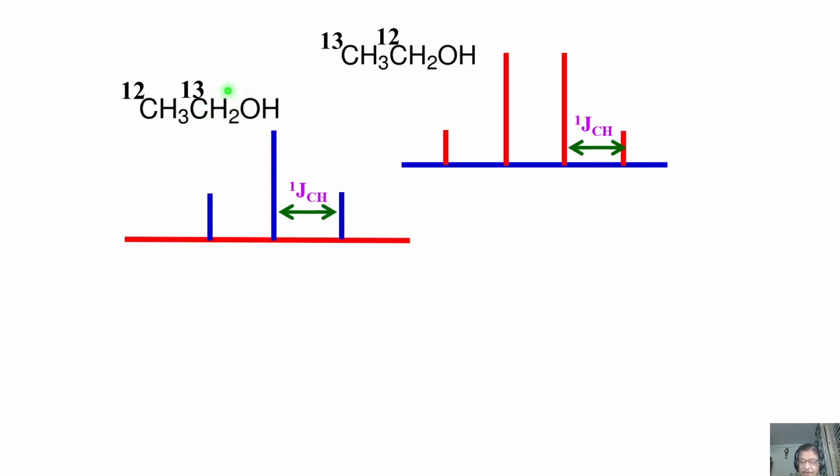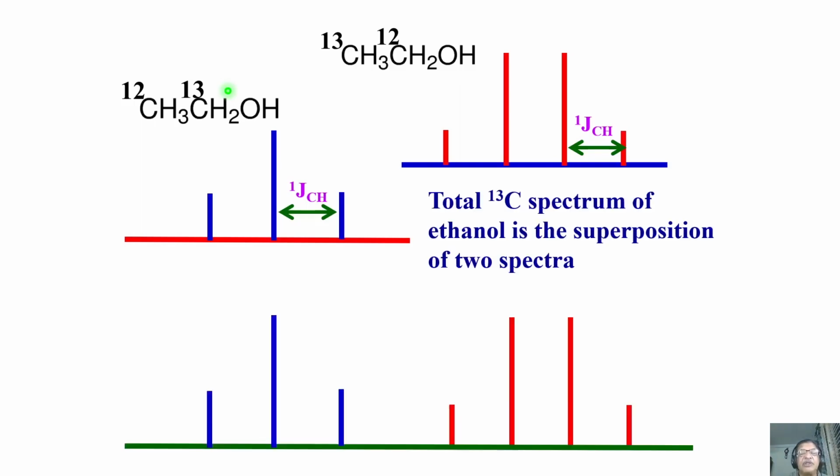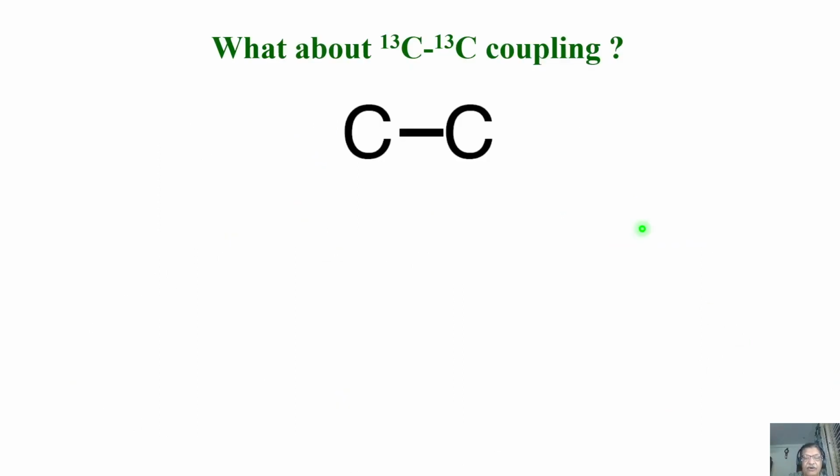Now, in a realistic situation, when I take the NMR spectrum, all these isotopomers are present together, right? And the NMR spectrometer will not distinguish what is what. It simply gives you the spectrum of every isotopomer at a time. Now, the total spectrum is a superposition of these two. You understand? So if you take a real carbon 13 spectrum of ethanol, you get a spectrum from this isotopomer and a spectrum from this isotopomer. Together, this is the realistic spectrum that you saw. And this is what you are going to see.